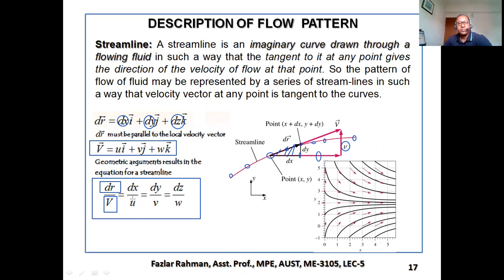Why? Because dx is proportional to u. If dx is more, what does it mean? That means the velocity component along the x-axis is high. If the value of dy is more, it means the velocity along the y-axis is high. But if it travels in a streamline, then their ratios dz by w, dy by v, dx by u will be equal to dr by v. Okay, this is the definition of streamline.